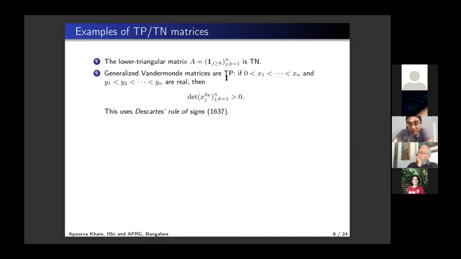Okay, generalized Vandermonde matrices are totally positive. These are just these matrices that we have seen. Take positive increasing bases and real increasing exponents. Every such matrix is totally positive because you take any minor, it is of the same form as this. It is itself a generalized Vandermonde matrix, so it's enough to prove the determinant is positive. And that is again something I believe that Gantmacher and Krein did at some point.